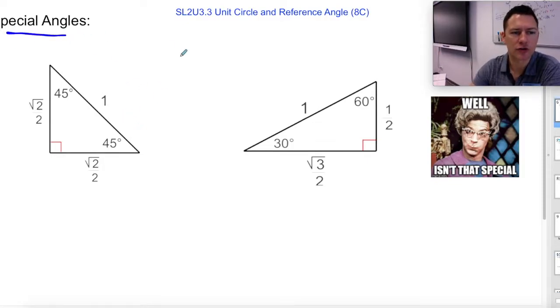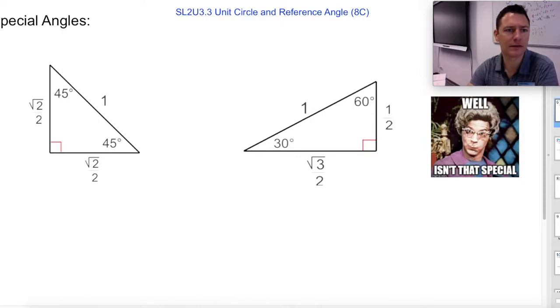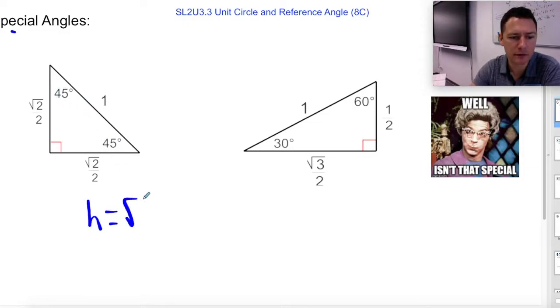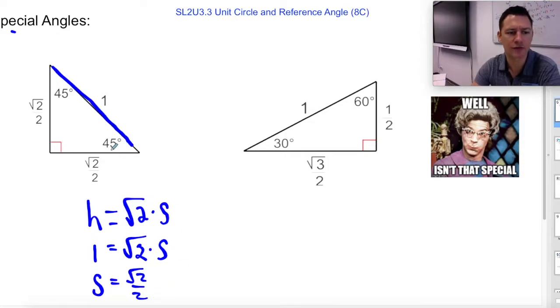Okay, so let's look at some special angles to figure out where these exact points are on the unit circle. From our special angles from yesterday, we found out that the hypotenuse of a 45-45 right triangle is root 2 times the length of the short side. Here our hypotenuse is 1, so if you plug in 1 for that and simplify, you end up with the short side being root 2 over 2. We looked at that yesterday, and so that's where this length and this length come from.